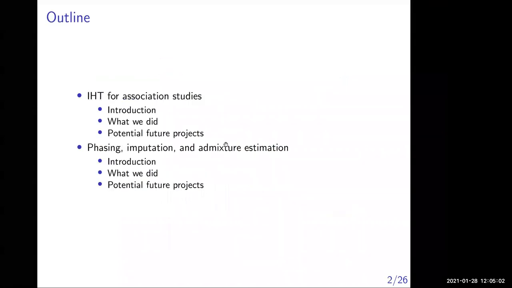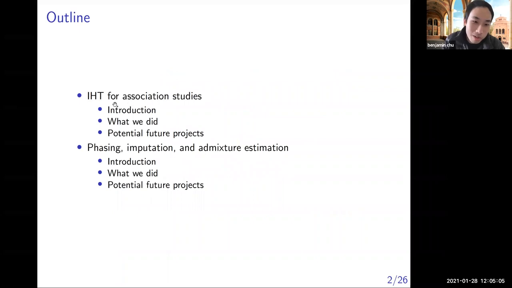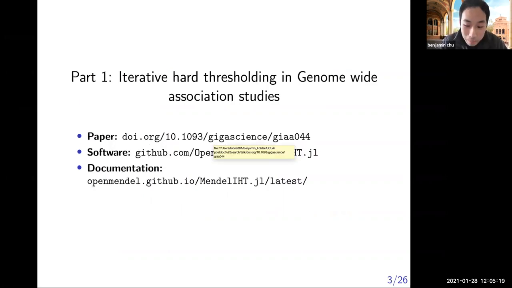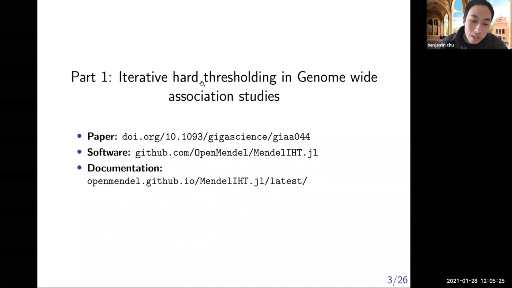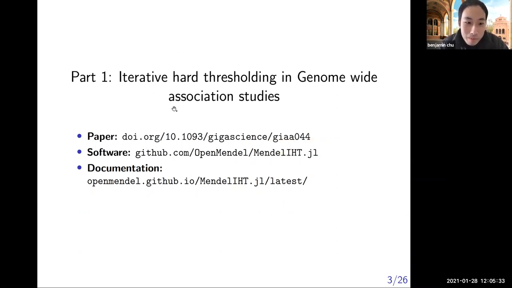So for today, what I plan on talking about is basically the two projects that I did. For both, we will go over the motivation and then what we did. I'll also try to highlight some of the potential future projects that hopefully some of you will find interesting. The first part is iterative hard thresholding. It's a new kind of algorithm, and we apply it to genome-wide association studies. I'll define both of these terms later. Currently the paper is published, and you can see it at this link. You can also access our software and documentation at these links.